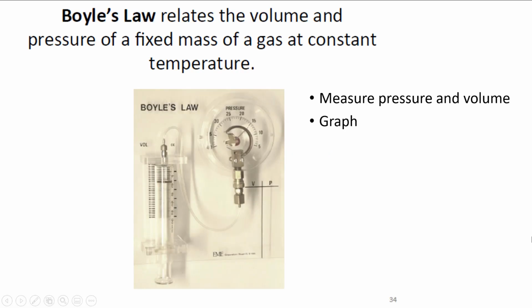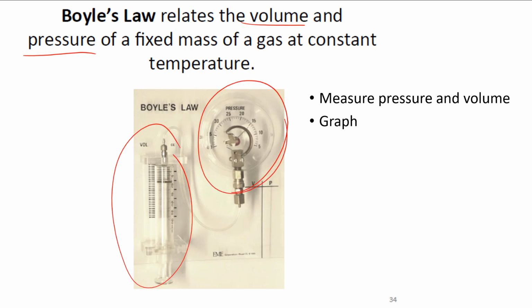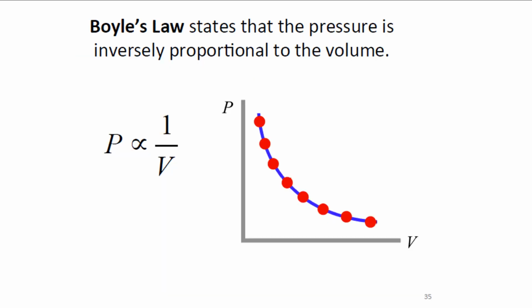So let's say we're investigating Boyle's law, which relates the volume and pressure of a fixed mass of gas at a constant temperature. Well, we can measure the volume and the pressure simultaneously. We can get our raw data and we could graph it to see if there's a relationship. Now, Boyle's law states that pressure is inversely proportional to the volume. So pressure is proportional to 1 over volume. So we would expect, if we graphed our data, we would get something like this graph here, an inverse function.